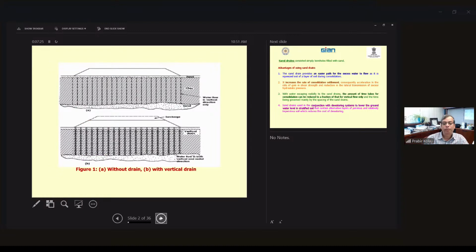Okay, so this is the situation like the consolidation without drain and with vertical drain. So in normal consolidation, most of the cases we have a thick layer of clay, with a surcharge load, just for example, and then we have a sand layer, so the water can go out both sides, but only in the vertical direction. But when you put the vertical drain, then water goes in the horizontal direction also, and then goes vertical, so horizontal and vertical. Okay, so that's how it's much faster.